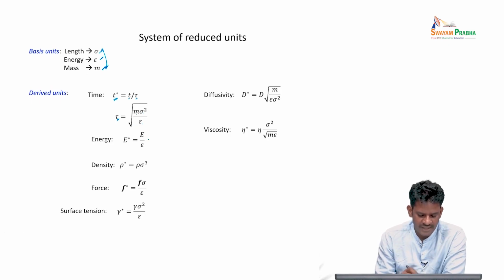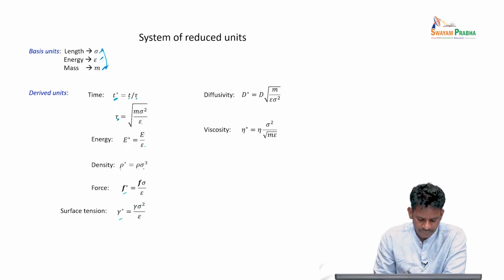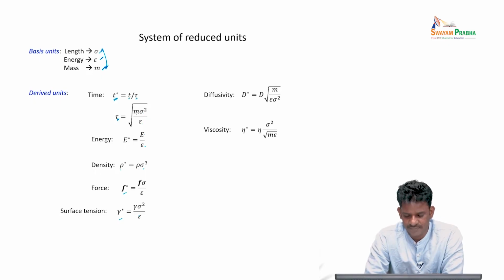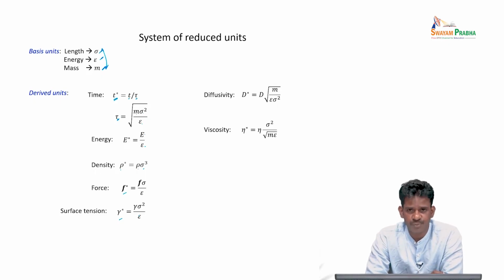So, similarly, the energy can be written in terms of energy by epsilon, the total energy of the system, and the density can be written in terms of density times sigma cube, and force and surface tension, all this could be written in terms of sigma and epsilon. Not only the equilibrium properties, but even transport properties such as diffusivity, viscosity and thermal conductivity can also be defined in terms of the system of basis units.